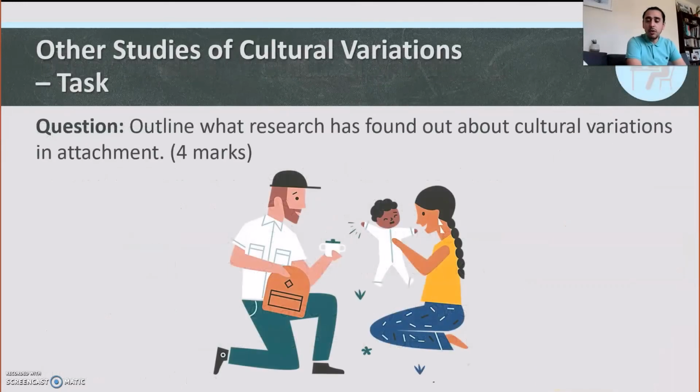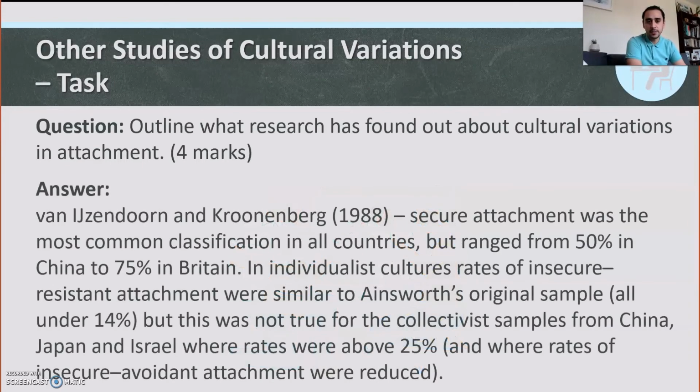Here's a quick question. Outline what research has found out about cultural variations in attachment. That outline is an AO1 question, right? Outline is AO1. You just need to talk about the procedures and the findings.